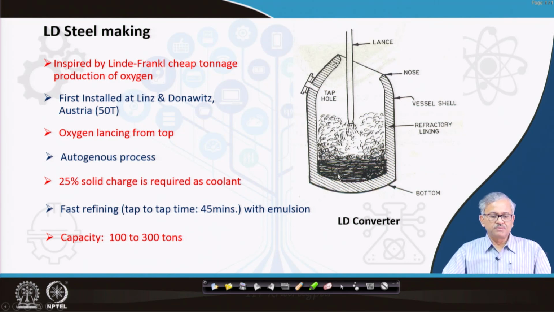So, this is the basics of LD, and you can see this is the refractory lining, a highly basic refractory lining, and I will talk about that. And this is the tap hole through which the metal comes out, and this is the mouth through which the lance is injected. Okay. And you can find there is a round corner, basically rounding is there to facilitate the mass transfer into the liquid steel bath.